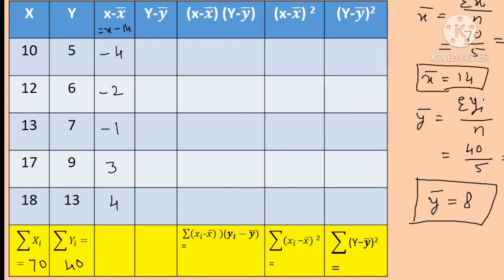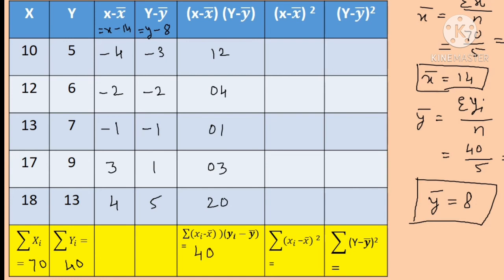Now y minus y bar. Y bar is 8. So 5 minus 8 is minus 3, 6 minus 8 is minus 2, 7 minus 8 is minus 1, 9 minus 8 is plus 1, 13 minus 8 is 5. Now let us multiply. So 4 threes are 12, 2 twos are 4, 1 into 1 is 1, 3 into 1 is 3, 4 fives are 20. Add this: 12 plus 4 is 16, and 1 is 17, and 3 is 20, plus 20.